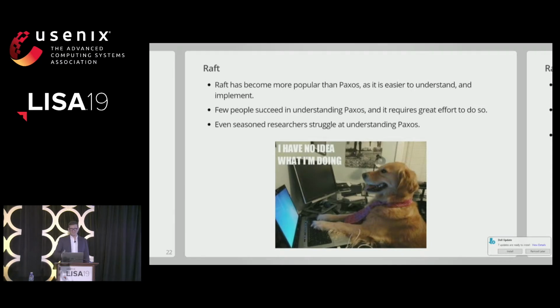And so, like I said before, Raft has become more popular than Paxos. It's easier to understand, and it's easier to implement. The Raft paper itself says that few people understand Paxos. Even seasoned researchers have trouble understanding Paxos. I have no hope of understanding Paxos in my day-to-day job, so I haven't really tried very hard to do that.